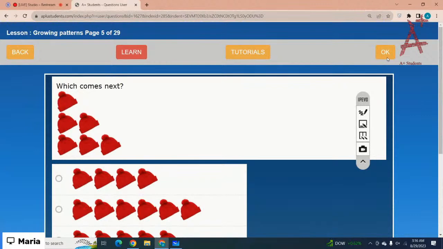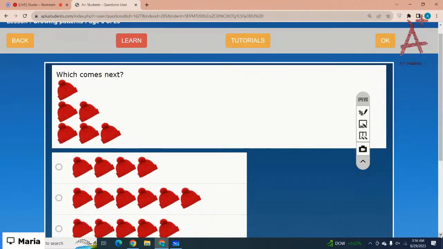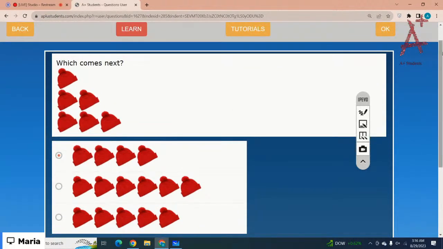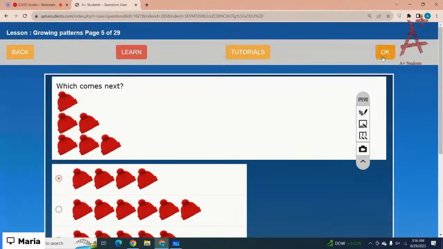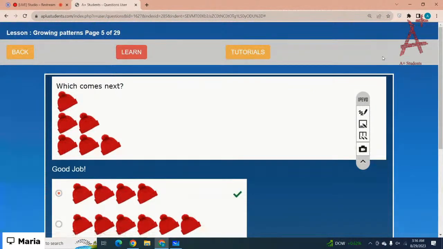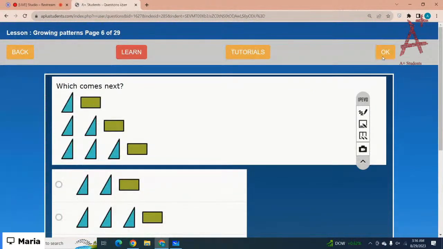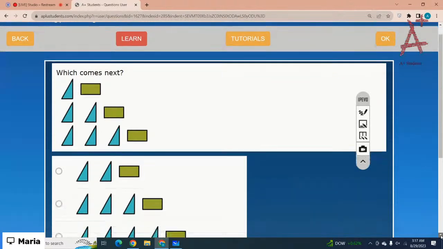Okay, which comes next? So which is the correct option? So the hats are increasing by 1, right? So the next one is option number 1. Which comes next? Which is the correct option?